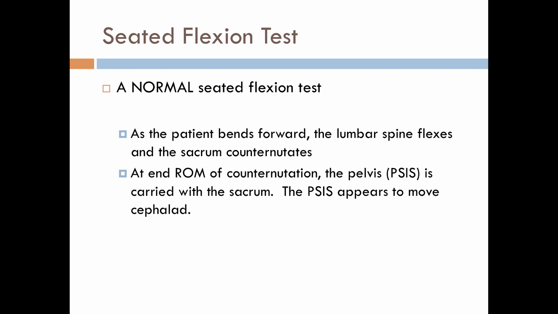And as the lumbar spine goes into flexion, the sacrum should counternutate, as we saw earlier. As the sacrum reaches the end of its range of motion in counternutation, it will begin to move the pelvis, and the PSISes will be carried superior. And that is what we'll be looking for on each side, and we'll be comparing the right and left. The seated flexion test is positive when the PSIS on one side moves either before the other side or farther than the other side during forward flexion.